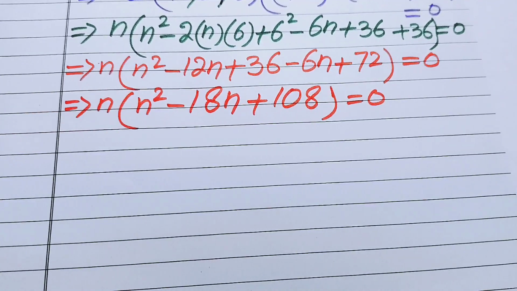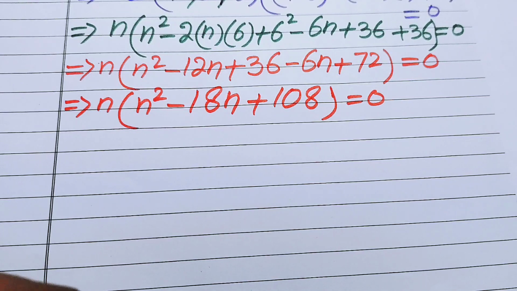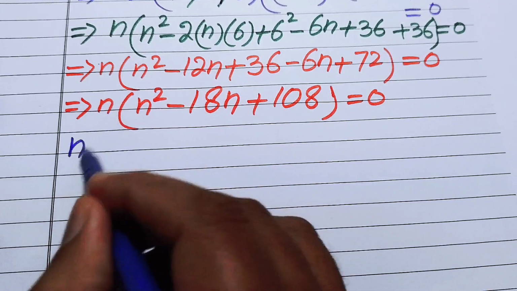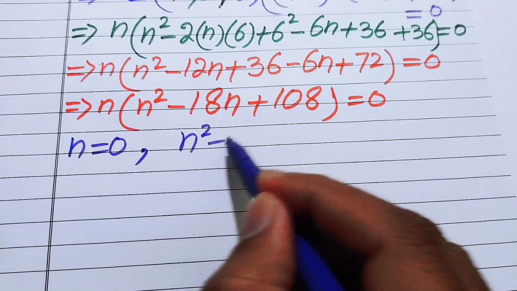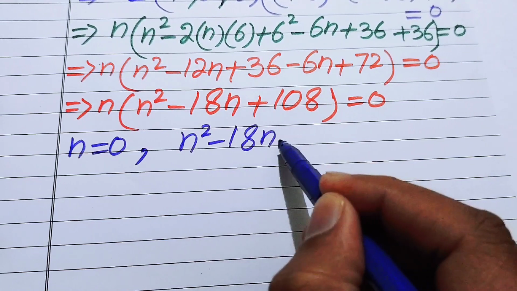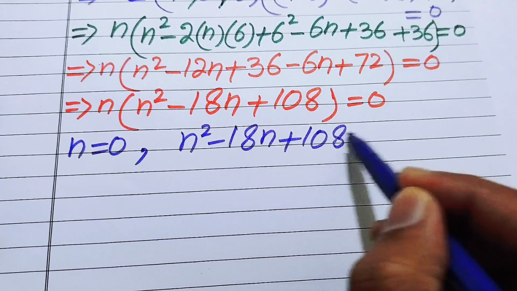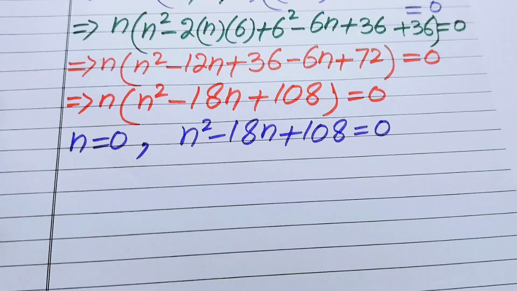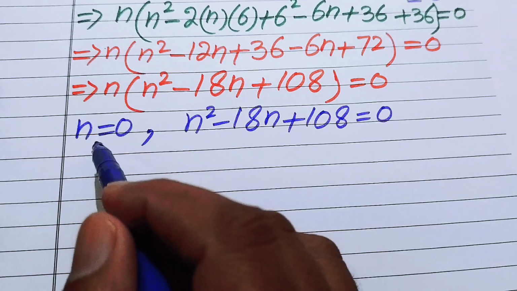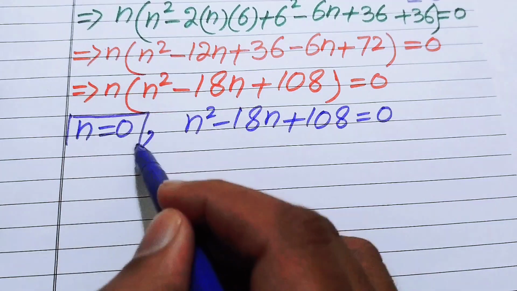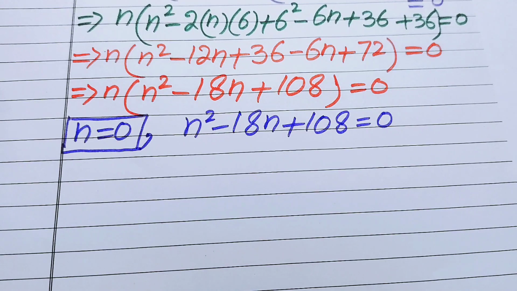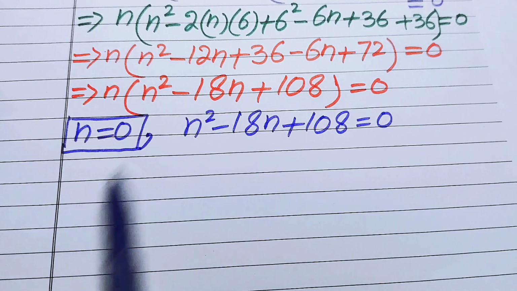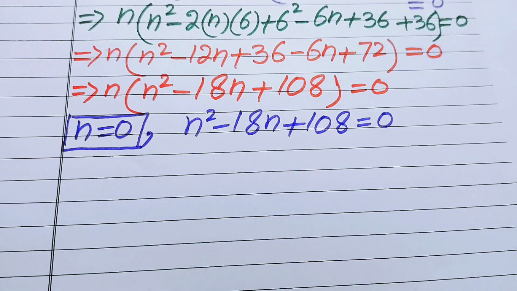So in the next step we have two cases here. The first case is we write n equals 0, and the second case is we write n squared minus 18n plus 108 equals 0. So this is our first case or first solution of this problem, and now in order to find the other roots or other solutions we need to solve this nice quadratic equation.